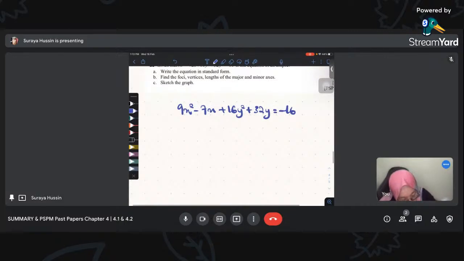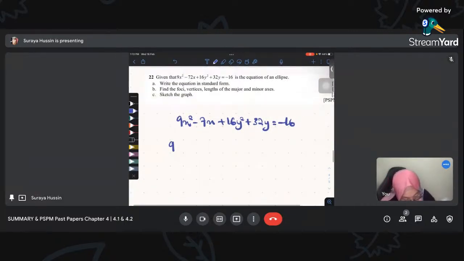Okay, apa-apa pun kena groupkan dulu. Oh, yang ini soalan ni dah group pun, bagus. Soalan ni dah groupkan X group and Y group. It's perfect, it's very nice already. So all you have to do is bring out the, sorry.